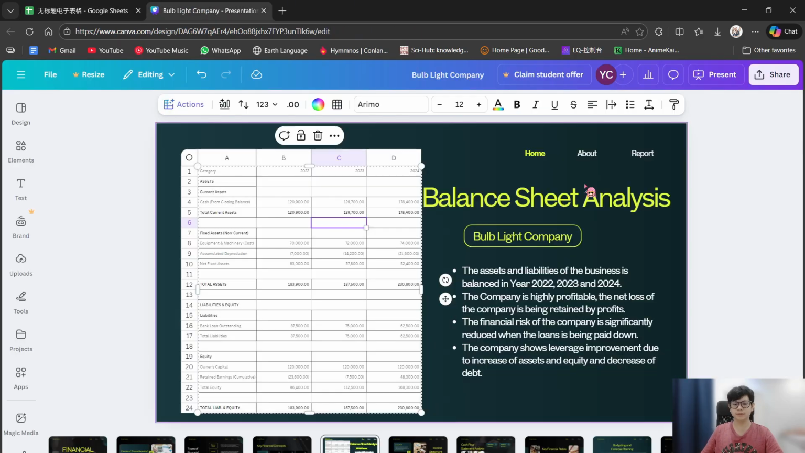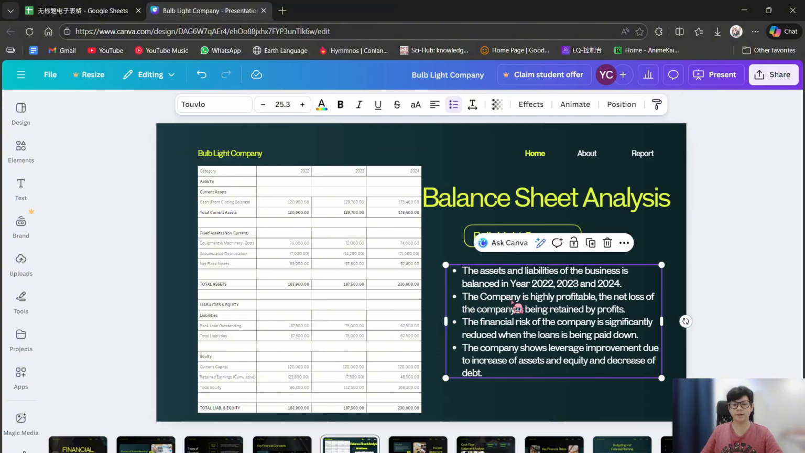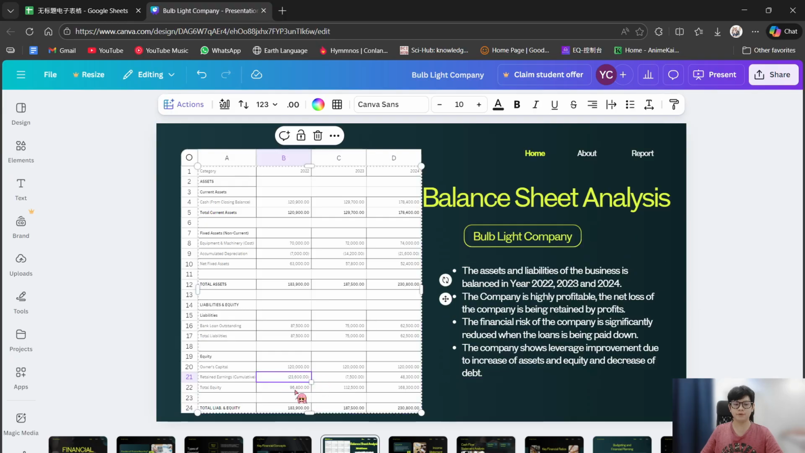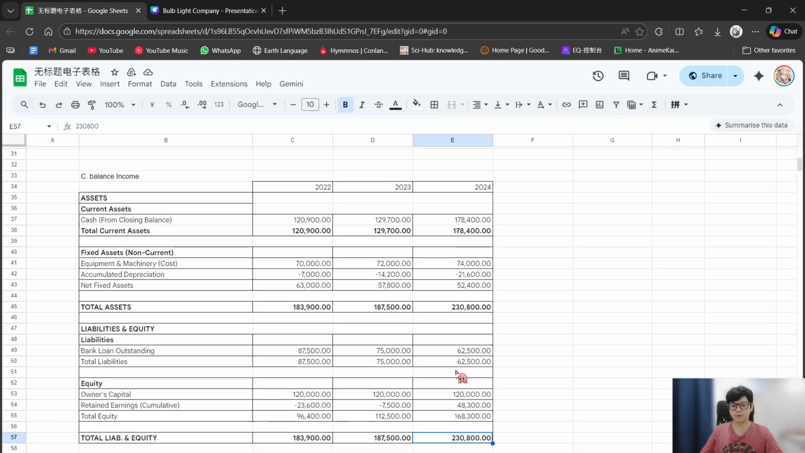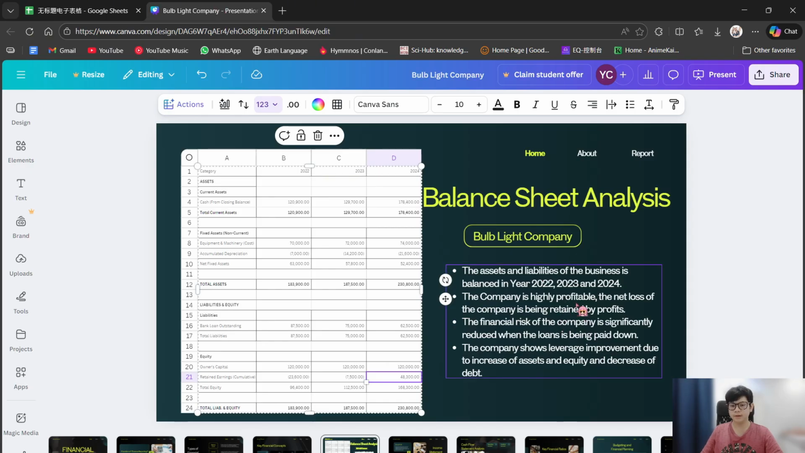So in conclusion, the assets and the liabilities of the business are balanced in these 3 years, 2022, 2023, and 2024. And also, we can see that our company is highly profitable because we are gaining from losses to earning, to a profit of 48,300. Therefore, the net loss of the company is being retained by profit. You can see that from here.